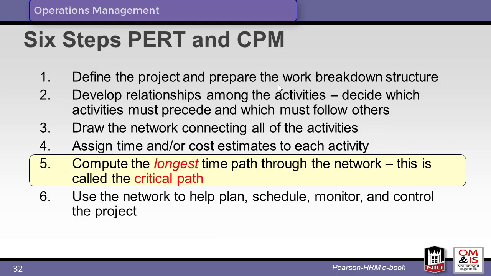Both PERT and CPM use 6 steps to create the project plan network. Once the activities are defined and linked by their relationships, computation of the critical path is fundamental. The critical path defines the project constraints and indicates the longest time path through the network. If the critical path is late, the project will be late.